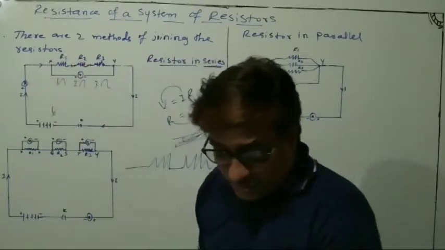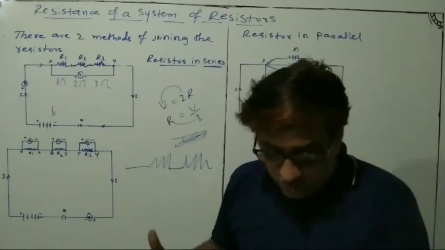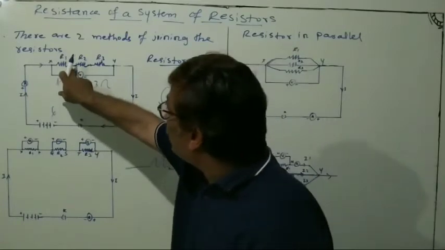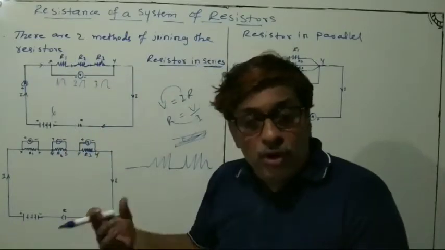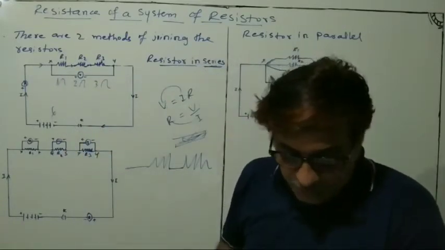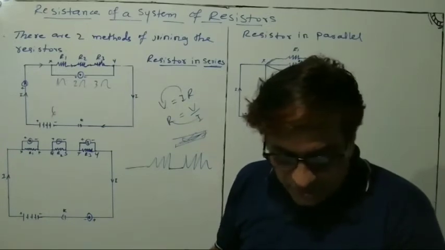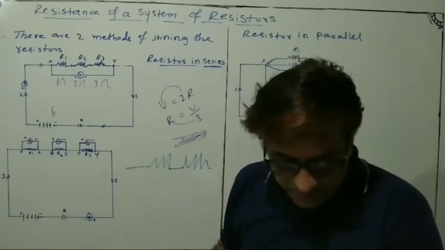Here also you can change. Change the position of the ammeter to anywhere. You can fix the ammeter here or here, and note down the reading. Take the reading anywhere in between the resistors, and note the ammeter reading each time.